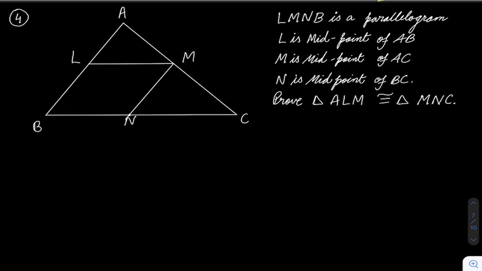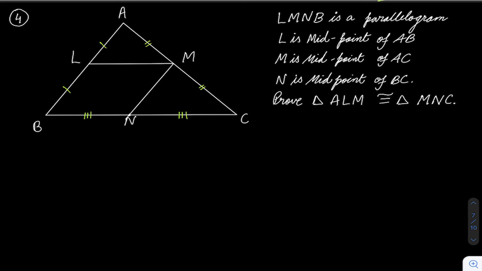So we have LMNB is a parallelogram. L is the midpoint of AB. Okay, so if L is the midpoint, then it means AL is equal to LB. M is the midpoint of AC. It means this side is equal to this side. N is the midpoint of BC. Okay, so it means BN is equal to NC.